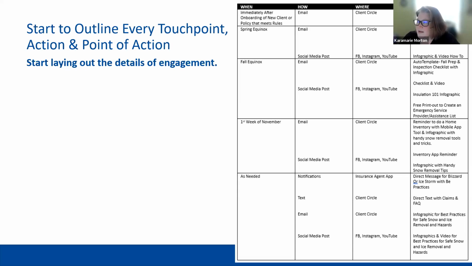The next touch point, spring equinox. All right, I want an email and I want social media posts. So the first is going to be an email through Client Circle. It's an auto template that sends out automatically to the client, letting them know that this is a great time for spring cleanup and an inspection checklist with an infographic, what to look for around your house. Signs that something might have happened during the winter and you don't know.